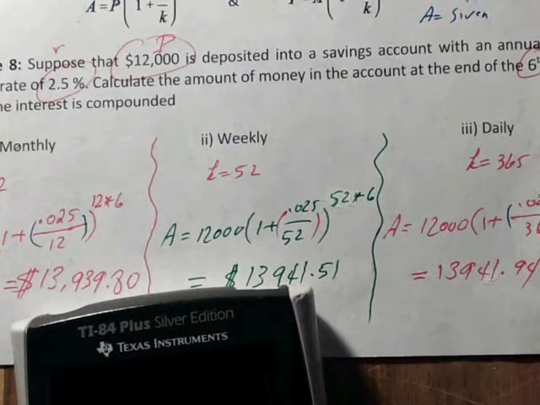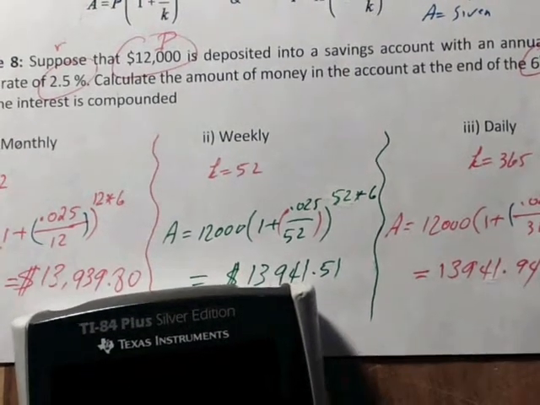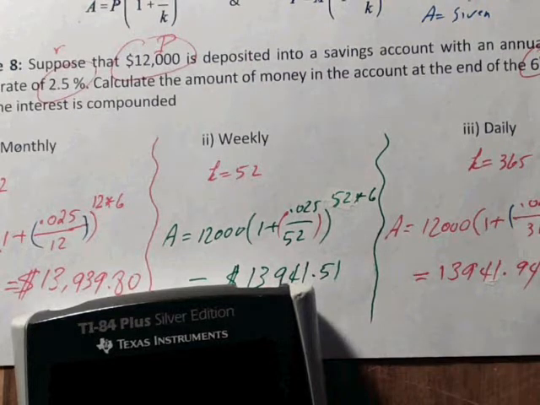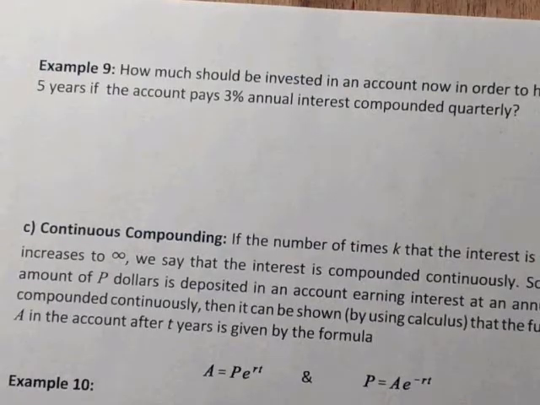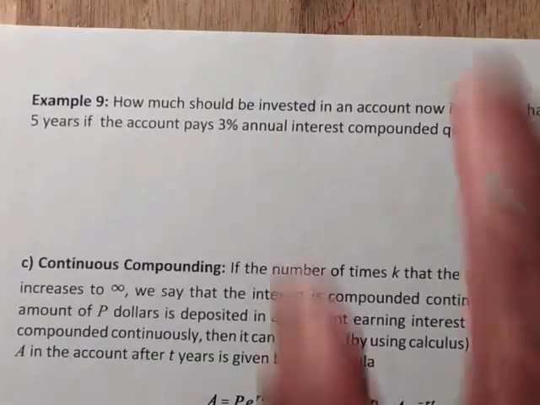Okay. So as you can see, when you compound, not only do you get more money, but your money is going to be even bigger if you have a bigger K. Okay, the next example is the situation.